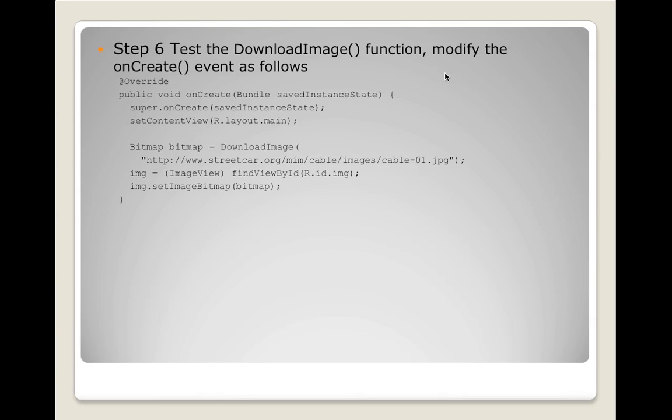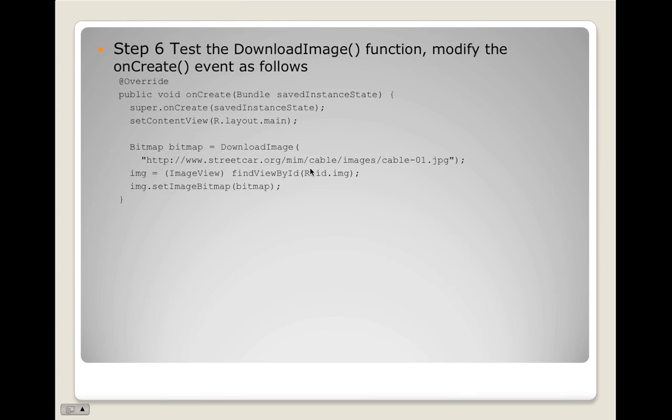And then the last step is to test the download image function, modifying the onCreate event as follows. And here's the modification, where we're sending it here, that download image as a method call from the onCreate, so that when we load the application up initially, the onCreate runs and downloads the image and populates it in the screen. And I'm going to demonstrate this functionality to you as well in a few minutes.